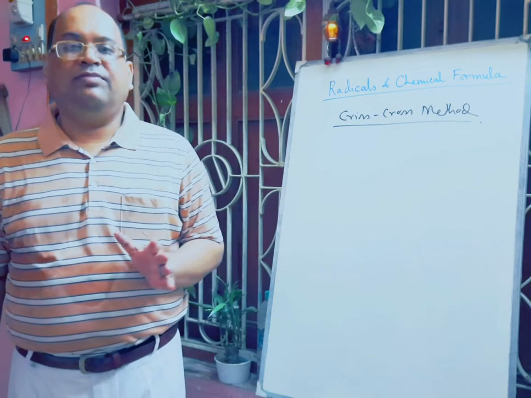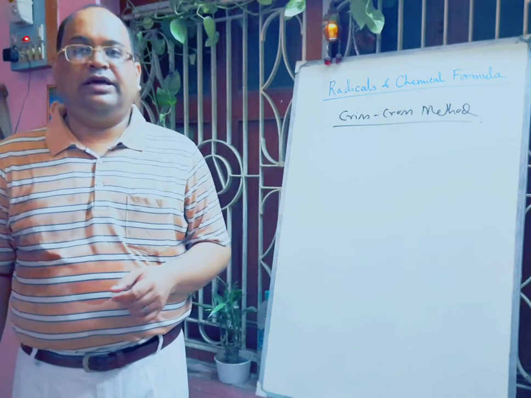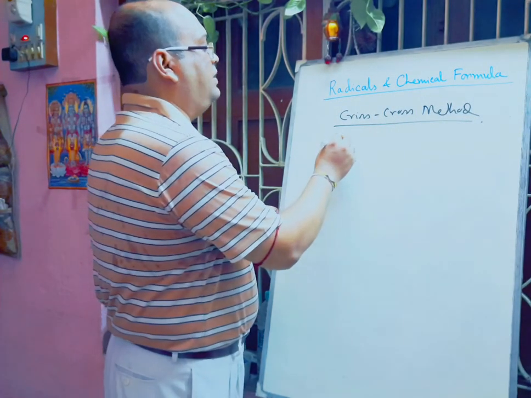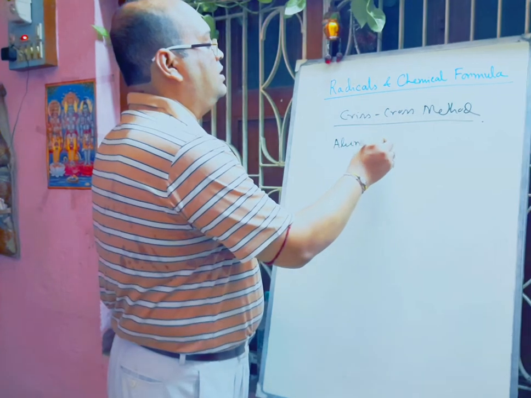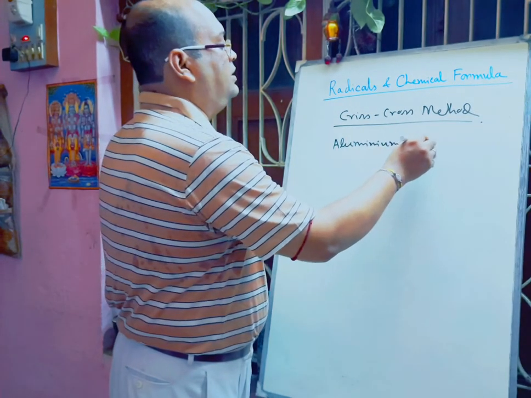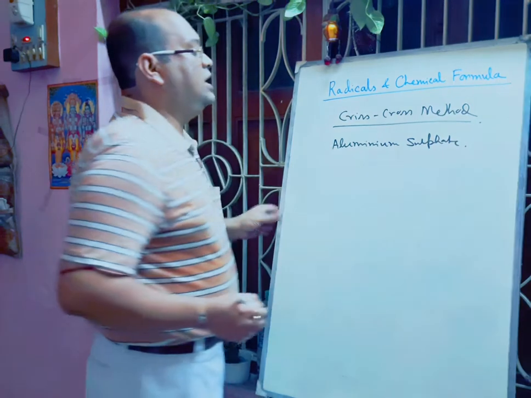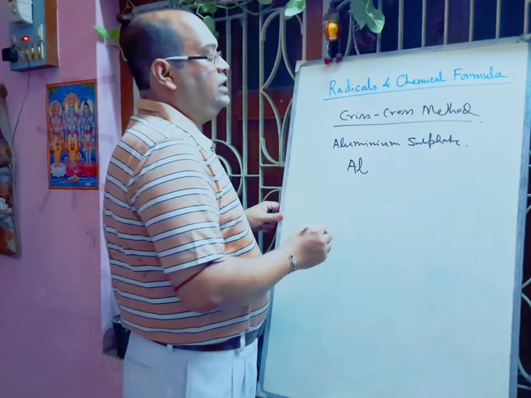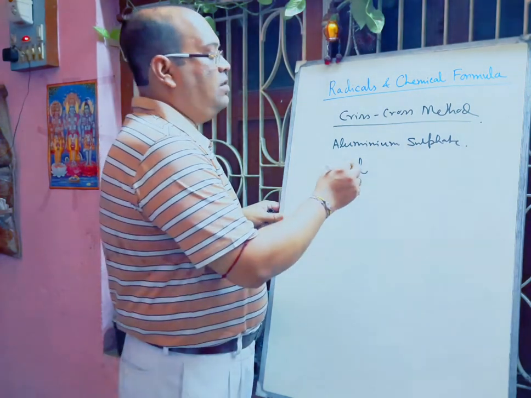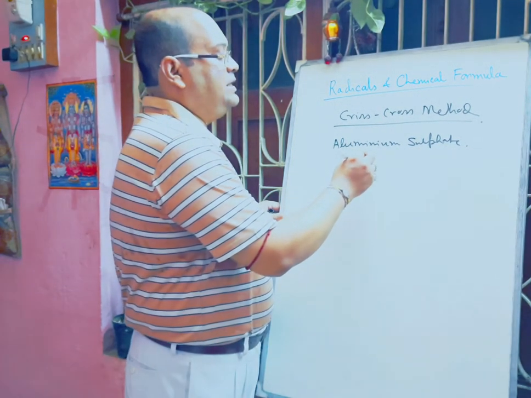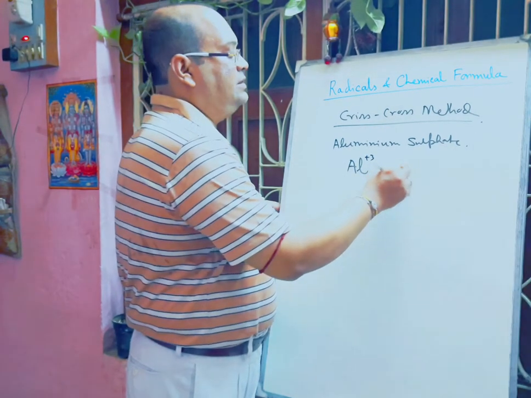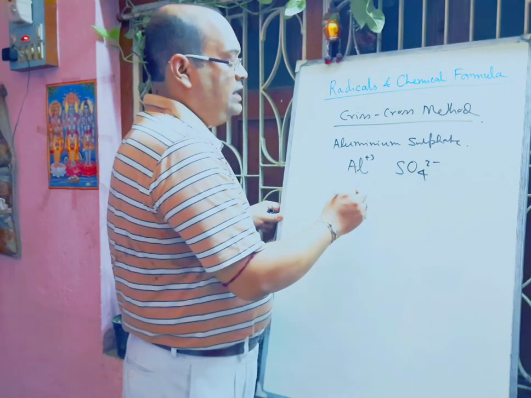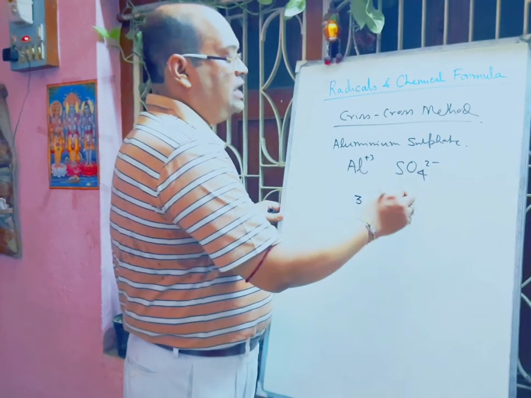If I give you one example, then you can easily understand. Suppose the example of aluminium sulfate, then how to write the formula? First you have to know the symbol of aluminium, and what is the valency of aluminium? Here aluminium is present as 3+, and side by side we write sulfate as 2-. So aluminium's valency, 3, we write at the bottom, and sulfate's is 2.